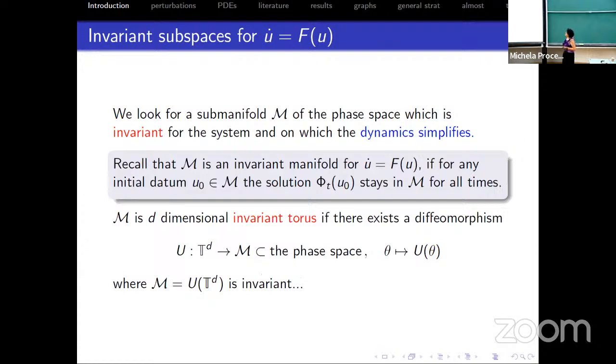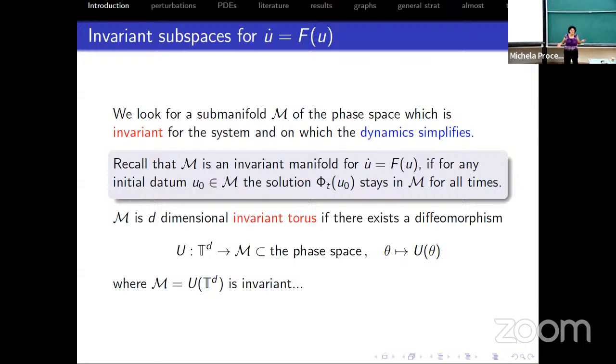Now, as I said, I want to find invariant tori. So what here, this is very naive. Once I have an infinite dimensional dynamical system, what is an invariant manifold? Well, to have an invariant manifold, I actually don't even need well-posedness, not even local well-posedness. The only thing that I need is that M is an invariant manifold: if I take any initial datum on the manifold, then the solution exists for all times and stays on M.